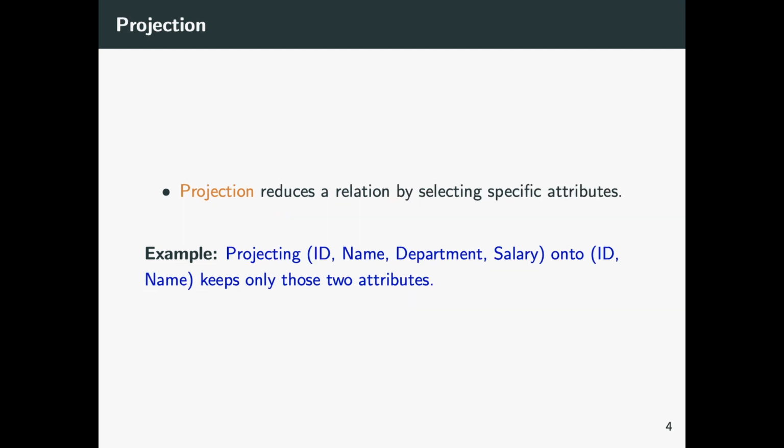Another important operation is projection. The projection of a relation reduces its complexity by selecting only certain components of its tuples. If we have a relation over multiple attributes, we can project it onto a subset of attributes by ignoring the rest.